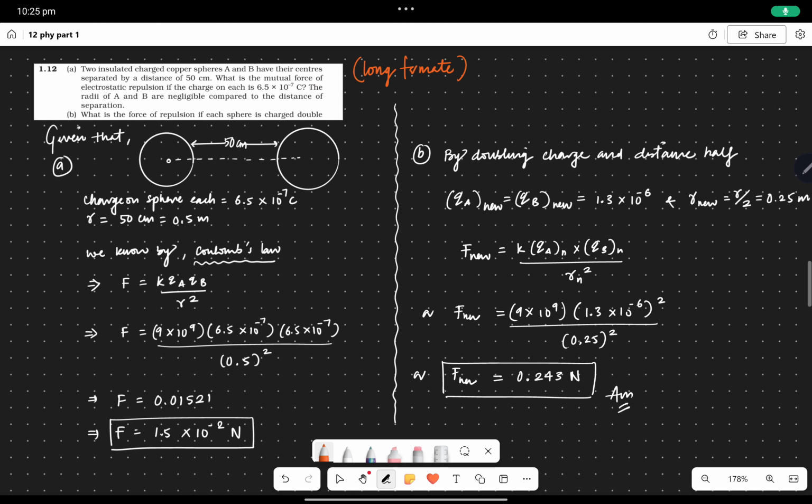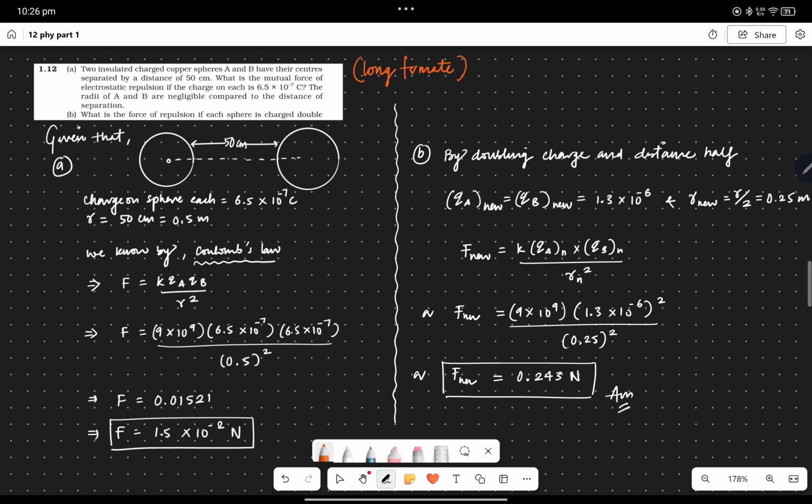So this is a long format video on question 1.12 of Class 12th Electric Charges and Fields. Let's read the question. Two insulated charged copper spheres A and B have their centers separated by a distance of 50 centimeter. So simple, what a basic typical Coulomb's law question looks like. What is the mutual force of electrostatic repulsion if the charge on each is 6.5 × 10^-7 coulomb? The radii of A and B are negligible compared to the distance of separation.